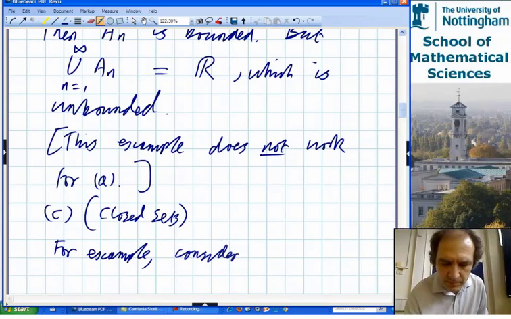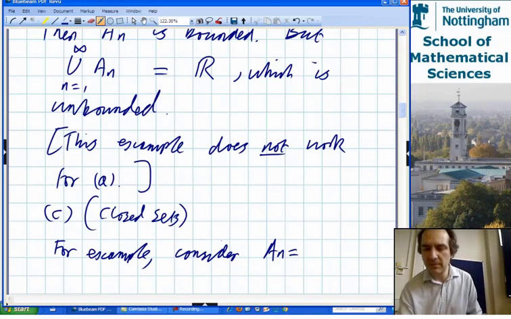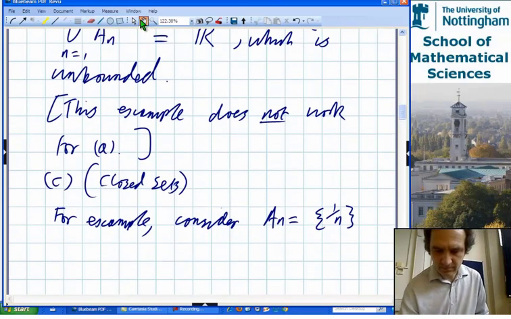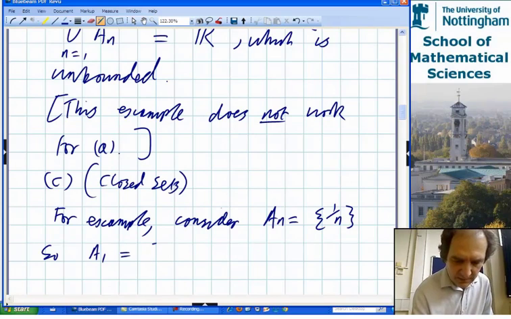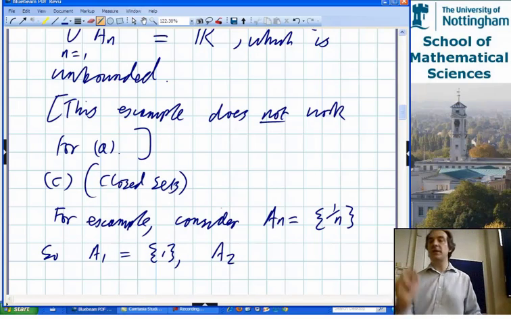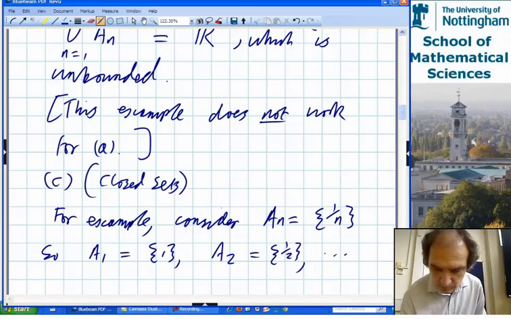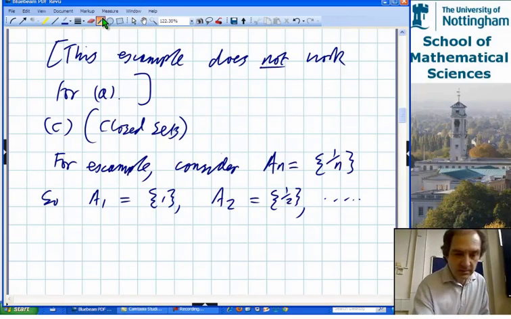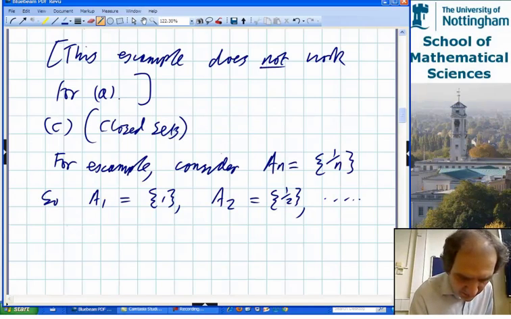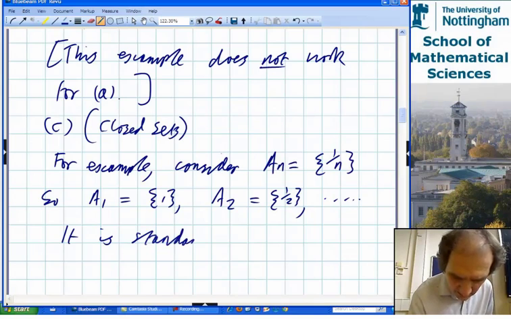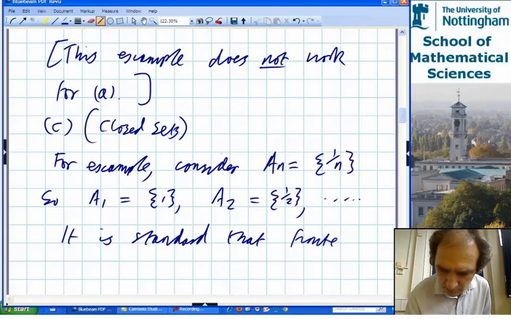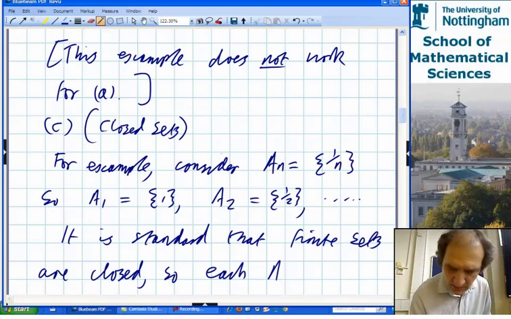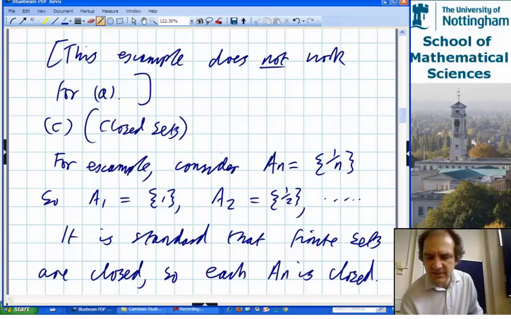We'll consider this time A_n will just have 1 point in, but this time it'll be 1 over n. So A_1 has just got 1 in it, A_2's just got a half in it, and so on. So these single point sets, finite sets, it's standard they're closed. So each A_n is closed. But this time something different happens when you take the union.